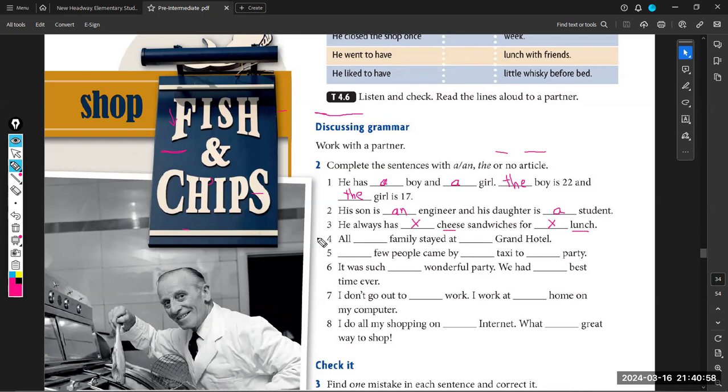Four, all family stayed at the Grand Hotel. The family. All the family, I know the family. Mm-hmm. How many Grand Hotels do I have in the city? At the Grand Hotel. Oh, bravo, only one. At the Grand Hotel, I only have one. It is known.